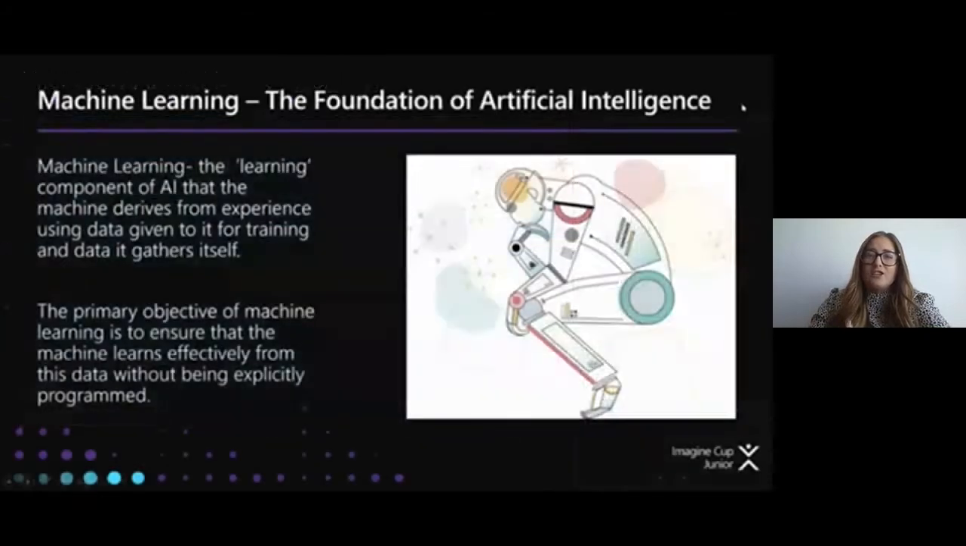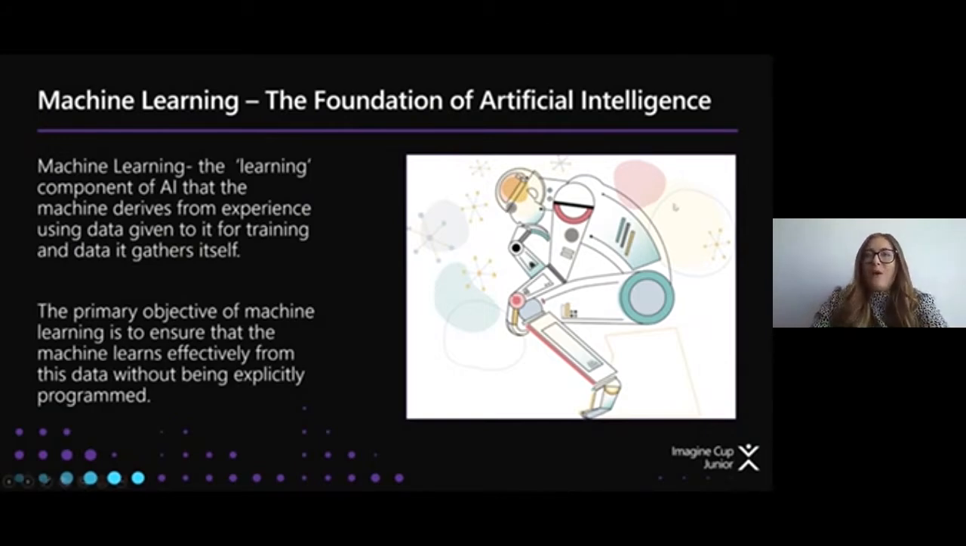So machine learning can do a lot of things, okay? And machine learning is how AI actually learns. It learns from experience, it learns from people, and it learns from data, okay? So the more experience it gets, the more people interact with it, and the more data we feed it, the more it can learn and the more it can pinpoint actual problems.